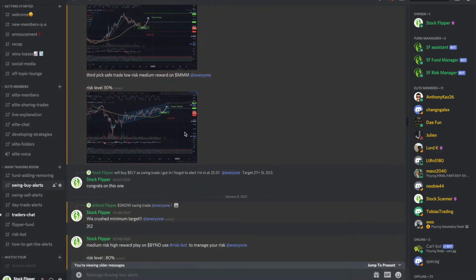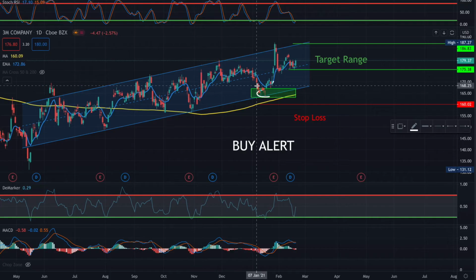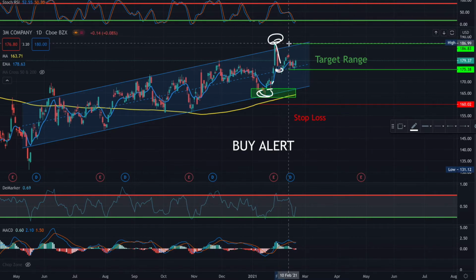Here's a third example on MMM. 3M company, after we bought, made a great move and did reach my second target, which was around here. But unfortunately, it directly dropped. So we could not follow the 9 EMA line. If we followed the 9 EMA line, we would just take profits after the first target. But it did reach my second target. So here comes the second and third way to let your winners run.